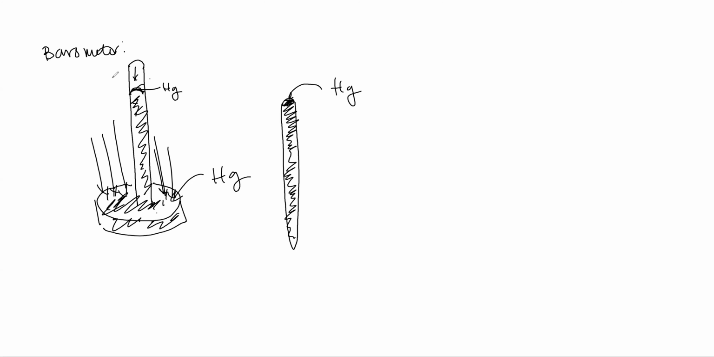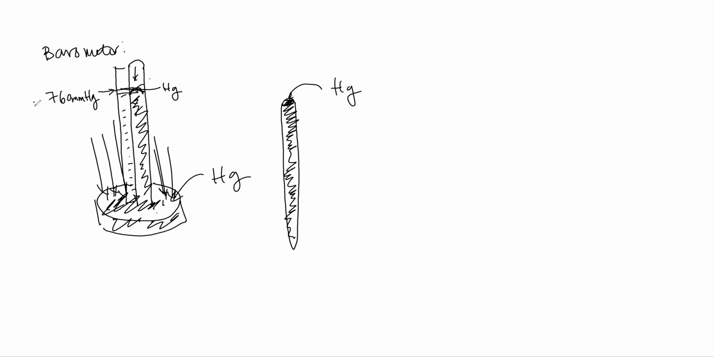So we're going to put a ruler here, from the surface of the mercury in the dish. And this meniscus here, we're going to read the millimeters of mercury. Let's say this is 760 millimeters of mercury, and 760 millimeters of mercury is called the standard atmospheric pressure.